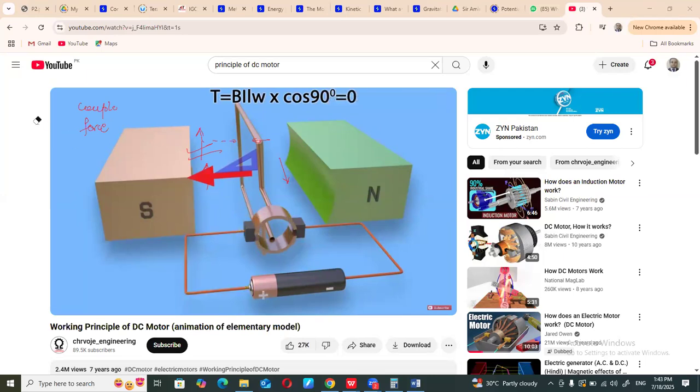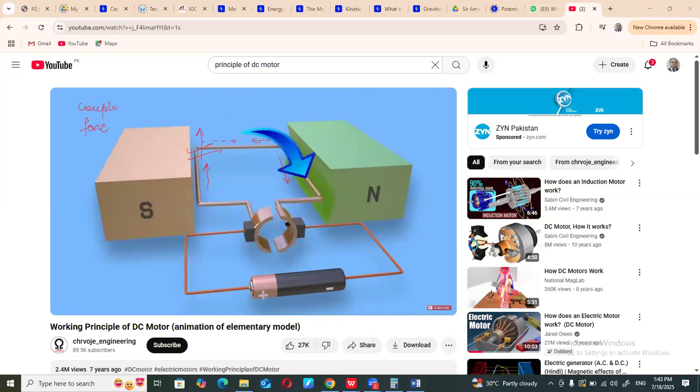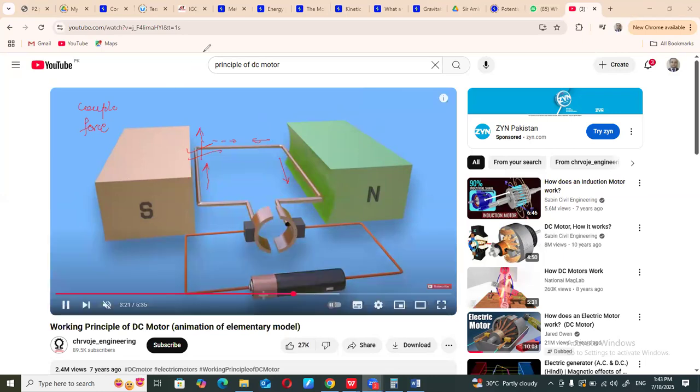Now when you say armature segment, this is the permanent magnet, the battery, and this one is the commutator segment. Now the commutator segment consists of two things. These circles are called the split ring, and these brushes are just called carbon brushes.